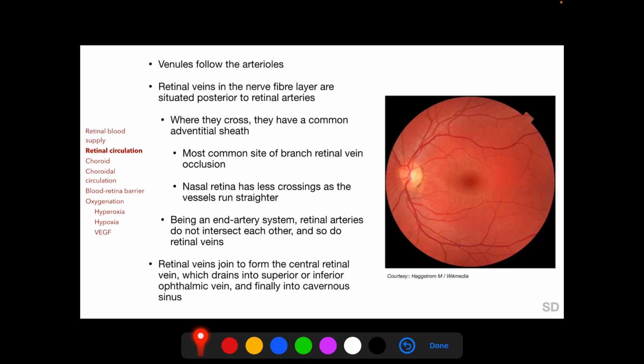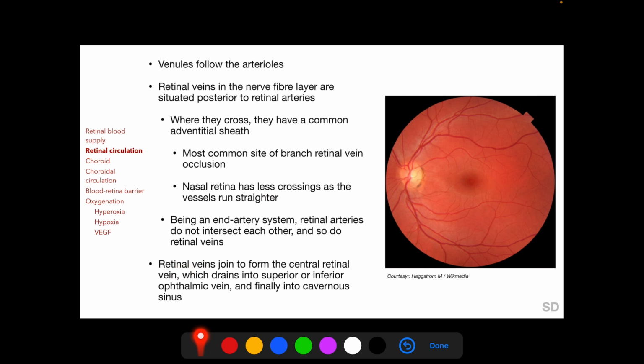Retinal venules follow the arterioles, and retinal veins, like retinal arteries, are also present in the nerve fiber layer and are situated posterior to the retinal arteries. The retinal arteries appear narrower and brighter red, and retinal venules appear wider and darker red. Where retinal veins and arteries cross, the two vessels have a common adventitial sheath, and these crossing regions are the most common site for branch retinal vein occlusion. Nasal retina has fewer arteriovenous crossings as the retinal vessels run straighter in the nasal retina.